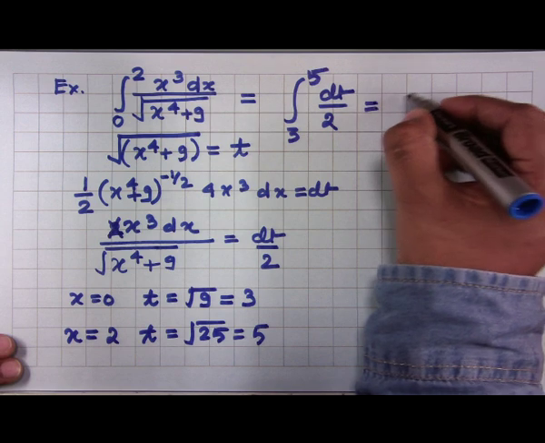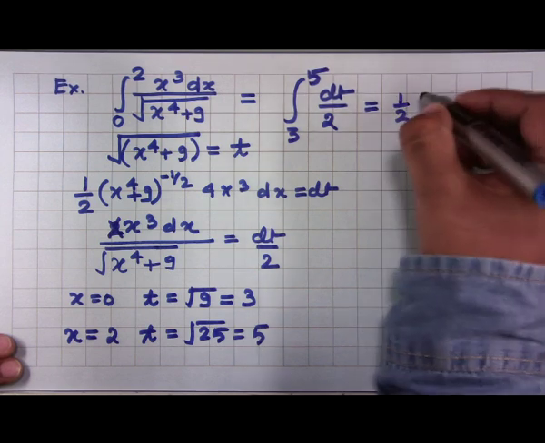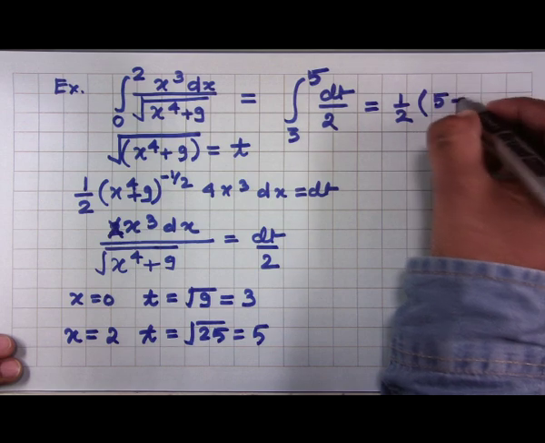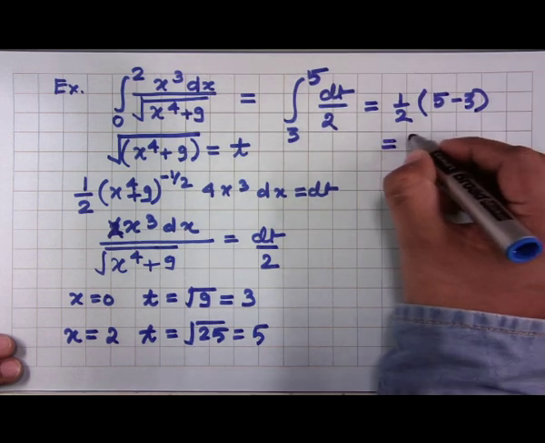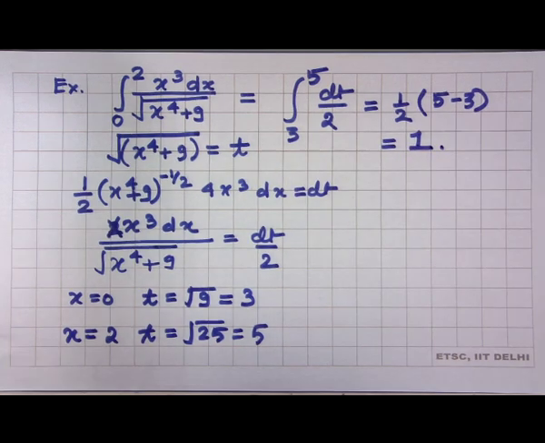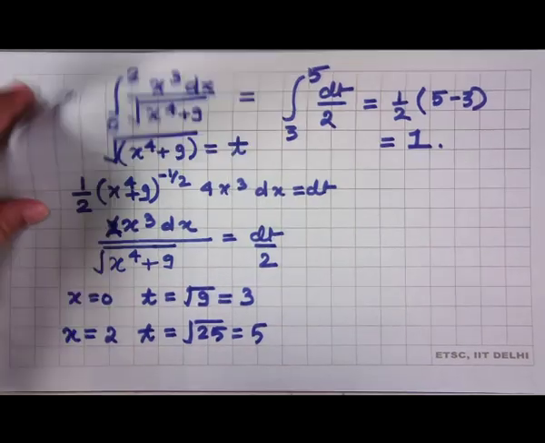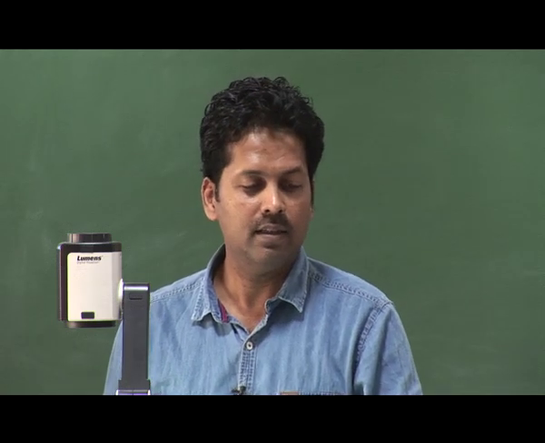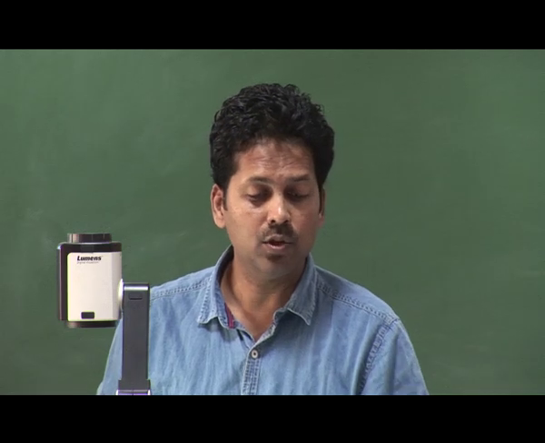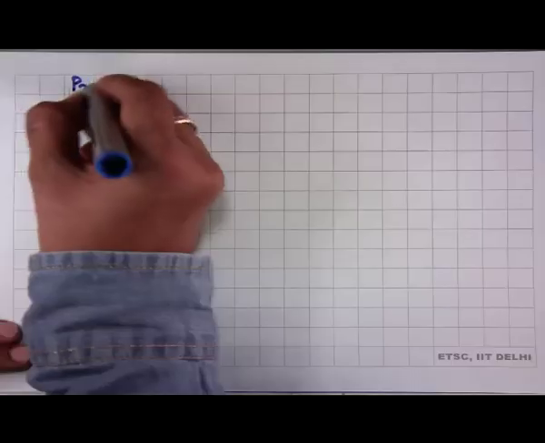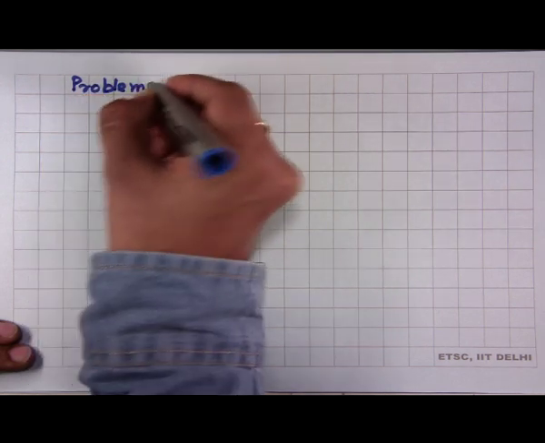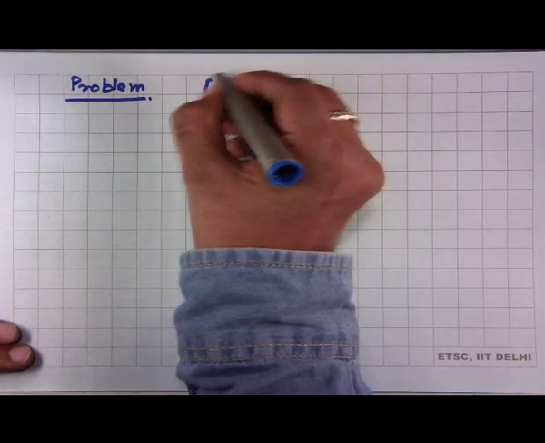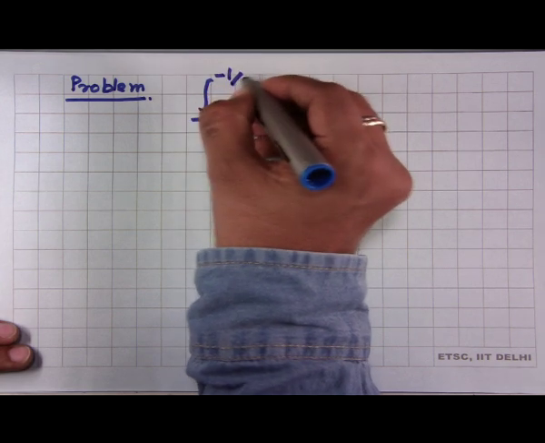So you get 1 by 2, which is a constant, you can take it out, the antiderivative is t, so you get 5 minus 3, that is 1. Let us take some more examples and solve them. That will help you in solving these kinds of problems. So let us take the following integral.